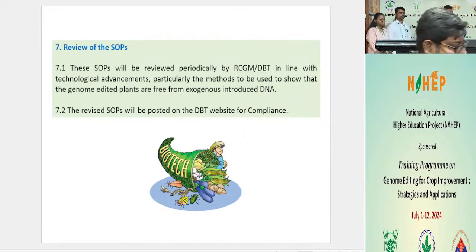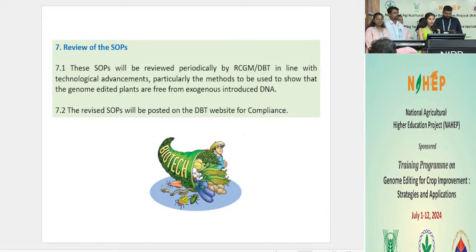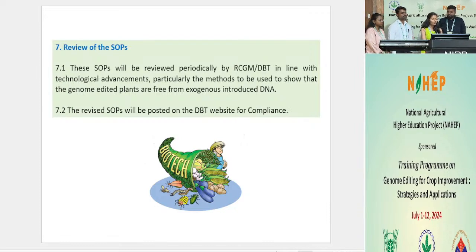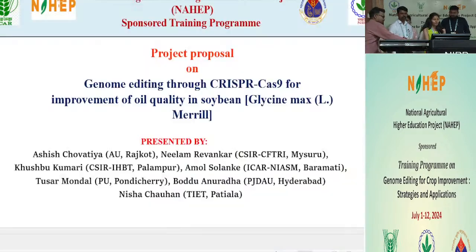Good afternoon, one and all. I am Khushbu from Group 4, and we are going to present on the topic genome editing through CRISPR-Cas9 for improvement of oil quality in soybean, that is Glycine max. Soybean is an essential oil seed plant which produces plant-based protein, which makes it a very crucial and valuable plant.